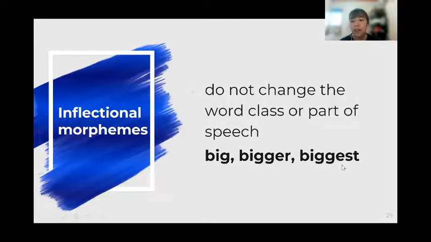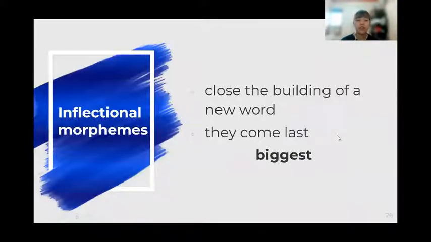So same with your biggest. When we added est to the word big, naging biggest siya but it does not change the part of speech. So inflectional morphemes close the building of a new word and they come last. For example, here we have your word biggest. Your est here is the inflectional morpheme. So we say nga wala na change ang part of speech, 'di ba? Biggest, from big to biggest, that's still an adjective. Mas naglaba lang ang spelling, but still they both belong to adjective na part of speech.